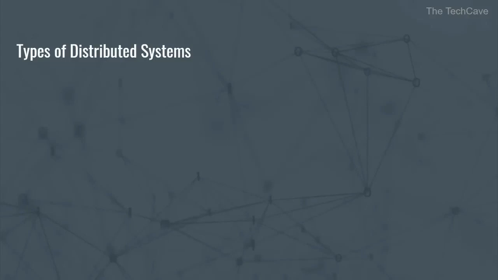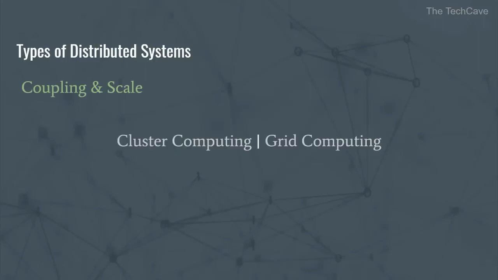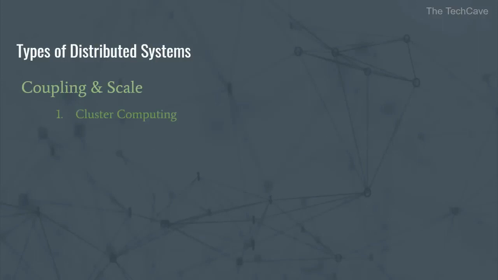In this section, I'm going to address two types of classification. The first is general and related to the type of coupling and scale, and the second is related to the architectural model of the whole system. When talking about distributed systems in terms of scale, there are two main types of distributed computing: cluster computing and grid computing. In cluster computing systems, the underlying infrastructure is composed of identical computers that are closely connected and the management is local and centralized.